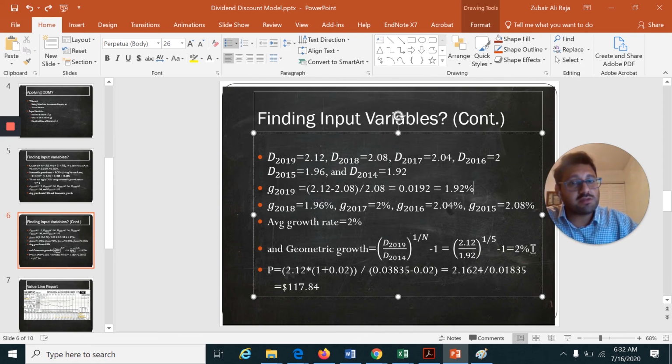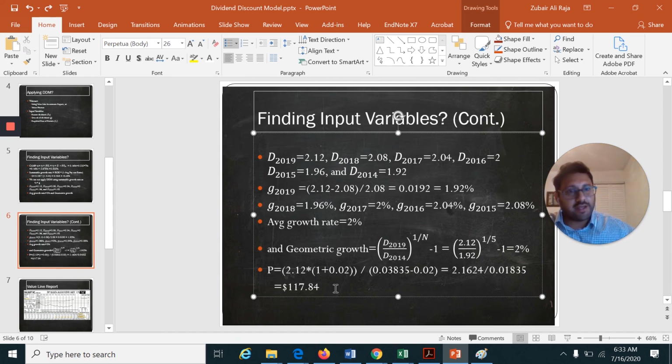So how can we use this now in the formula? The same thing. The recent dividend 2.12 multiplied by 1 plus the growth rate of the dividend, which we are taking as 2%, divided by the required rate of return, which is 3.835%. In decimal, it's 0.03835 minus the growth rate of the dividend, 0.02. If we do this calculation, we'll find that the price of the Walmart stock is $117.82.